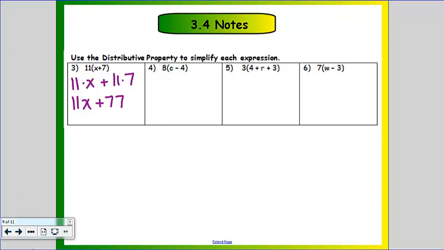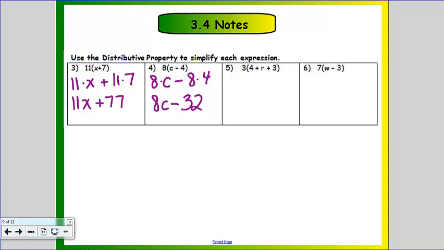Number 4, we have 8 times the quantity of c minus 4. So we're passing out or distributing the 8 to the c and the 4. So we have 8 times c minus, notice this is subtraction in this one, 8 times 4. 8 times c is 8c, 8 times 4 is 32. So that's our simplified expression.